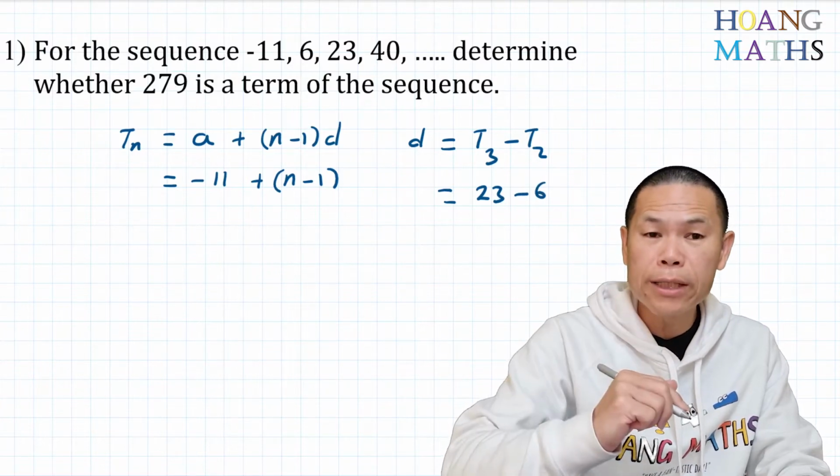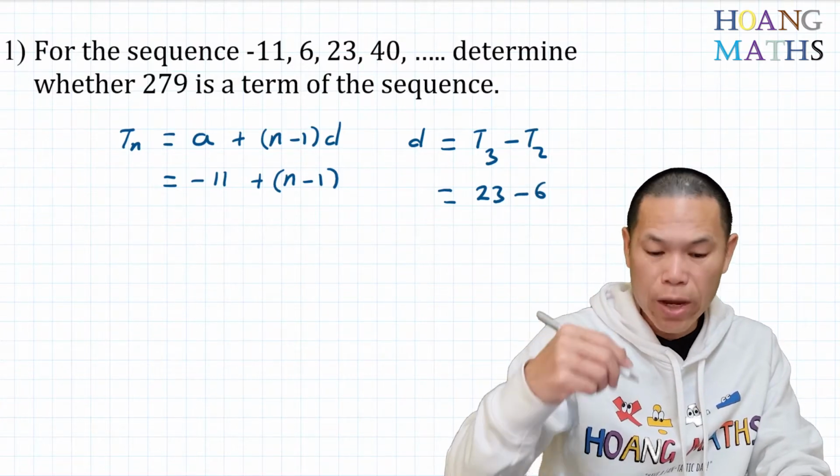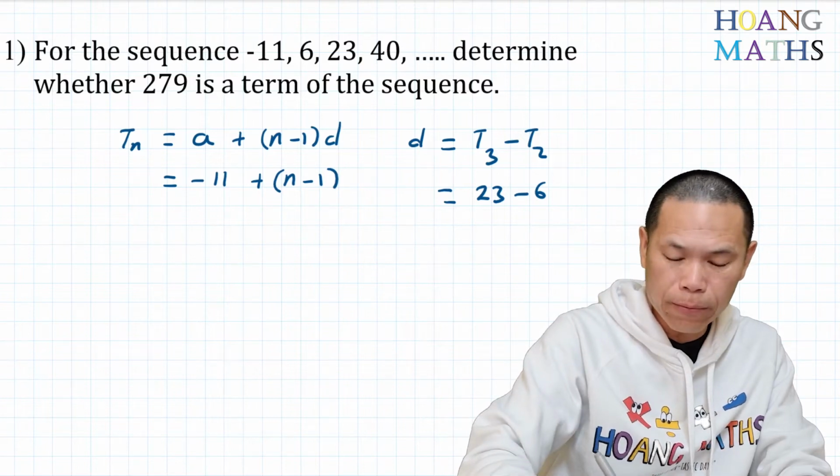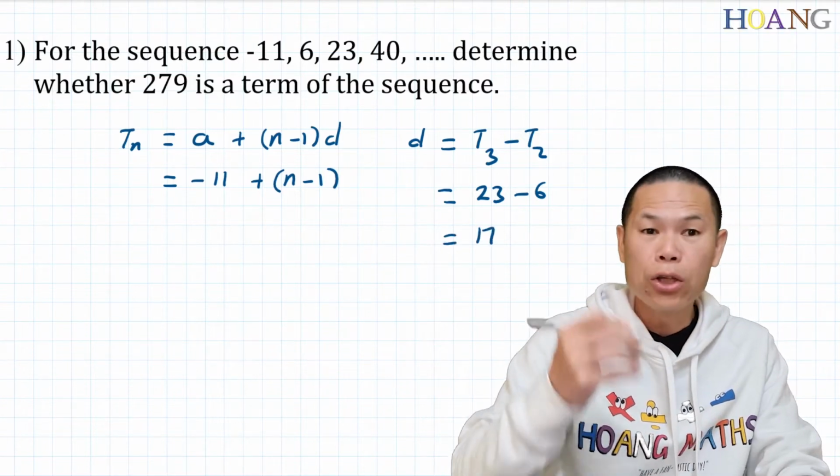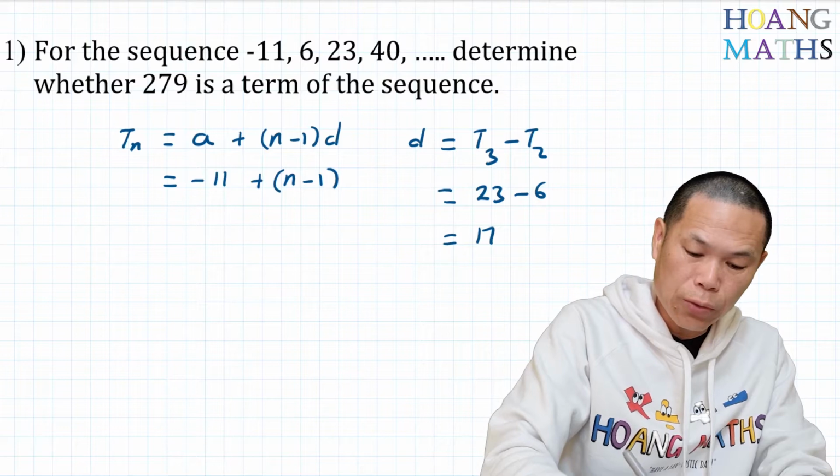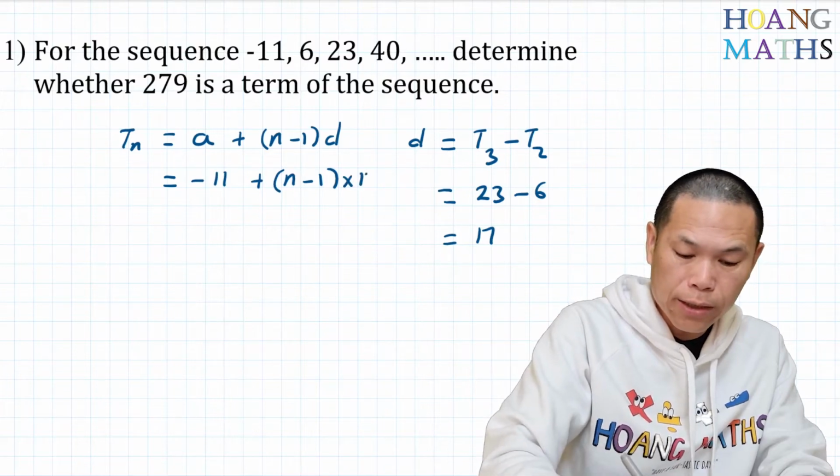23 minus 6 is 17. So there you go, that is the common difference. So we times by 17.